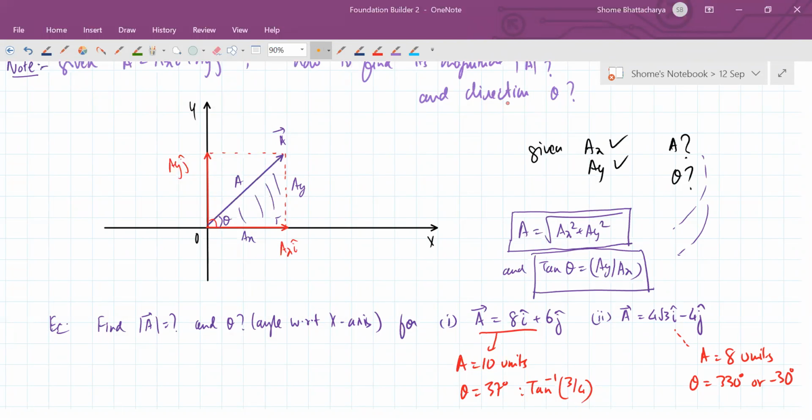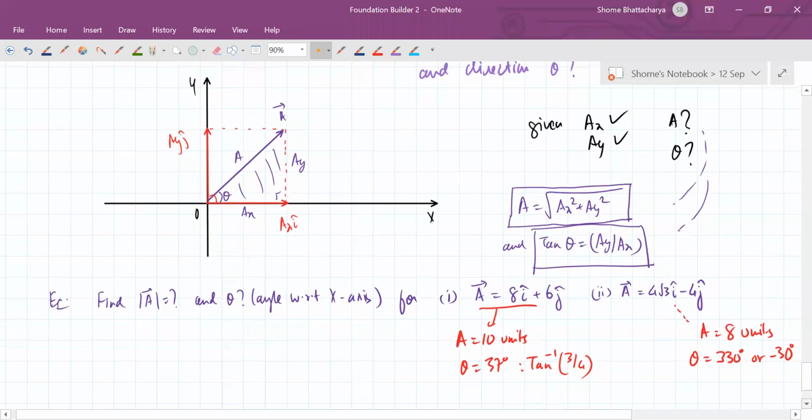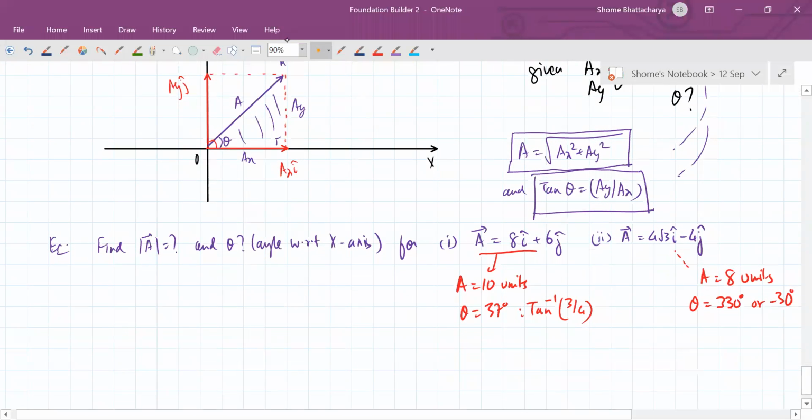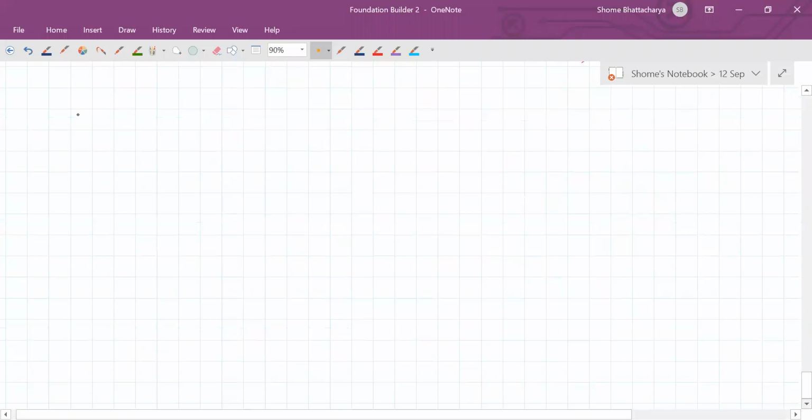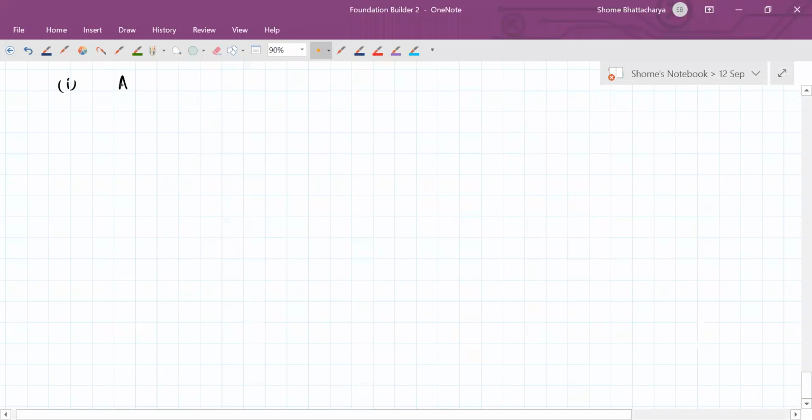Okay. So this thing we have to understand that it's not 30, it's minus 30, because it's lying in the fourth quadrant, it's not lying in the first quadrant. If we say 30 degrees, then it should have been 4 root 3 i cap plus 4 j cap. That's the difference. So this is the only thing we have to be a little careful about when we are looking at this kind of situation.